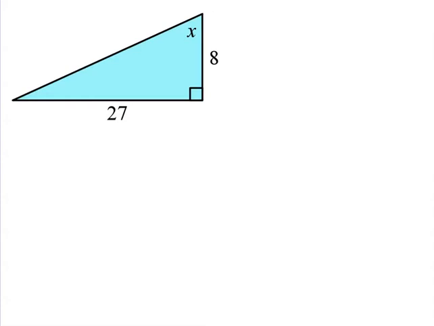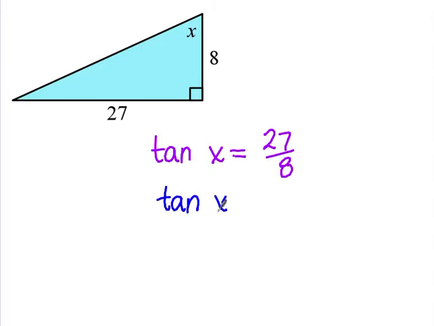Okay, here we go with another one. This one's a little bit different. What are you going to use for your trig function? Yep, opposite over adjacent. So I have tangent of x equals 27 over 8. What'd you get 27 over 8 to be? 3.375, good.